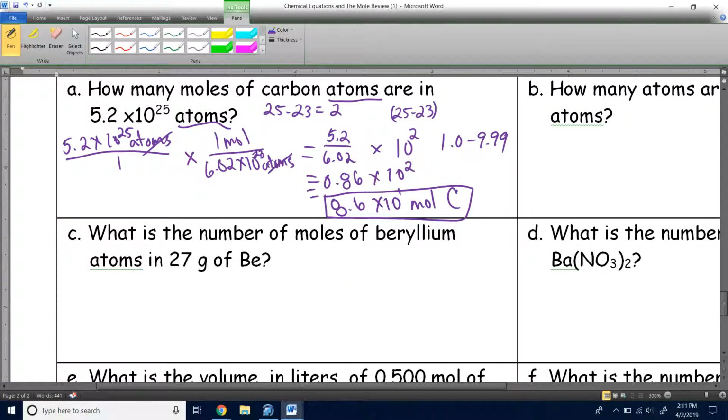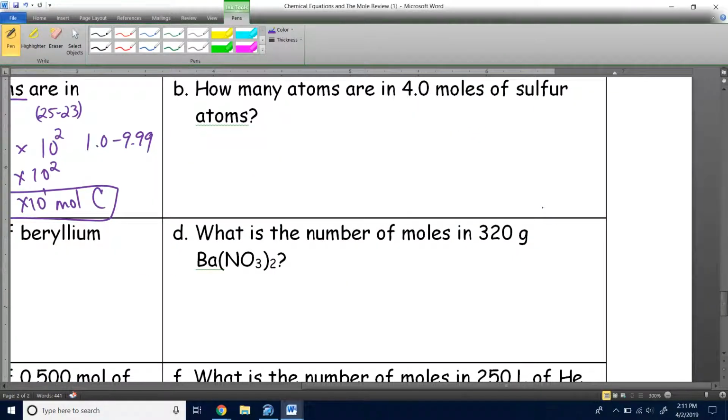Perfect. So letter B is asking the same question, except we're going from moles to atoms. So we use the same process. We write down what's given, 4 moles over 1. We're going to multiply that by the conversion factor, 1 mole over 6.02 times 10 to the 23rd of atoms.